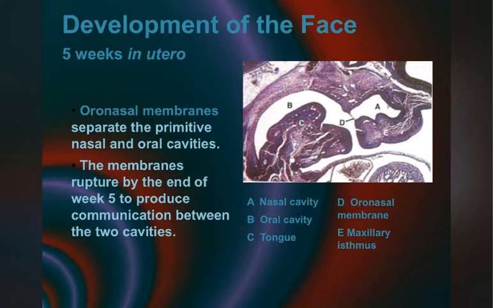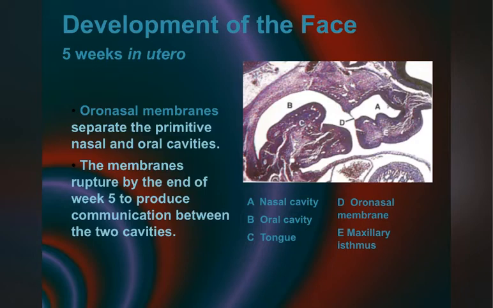This membrane will rupture by the end of week 5. So if you see this membrane separating nasal cavity from oral cavity, which is called oronasal membrane, this means that we are still in week 5, but it's toward the end of week 5. Oronasal membrane separates primitive nasal and oral cavities. The membrane ruptures by the end of week 5 to produce communication between the two cavities.